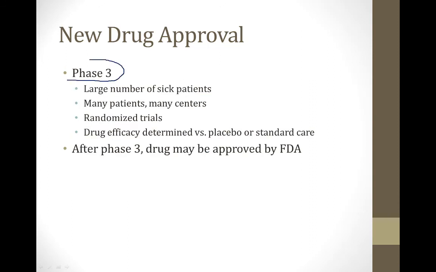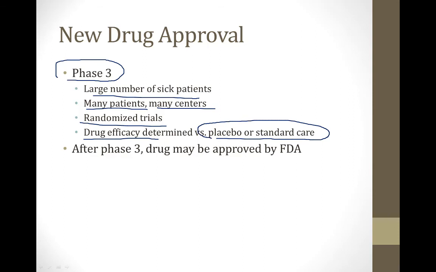Phase 3 are the big clinical trials that are done before a drug hits the market, usually a large number of sick patients, usually lots of patients in many different centers. These are usually randomized, and the key thing you want to know here is how effective the drug is compared to placebo or whatever the standard care is. And if your phase 3 trial goes okay, then you can apply for and potentially receive FDA approval.